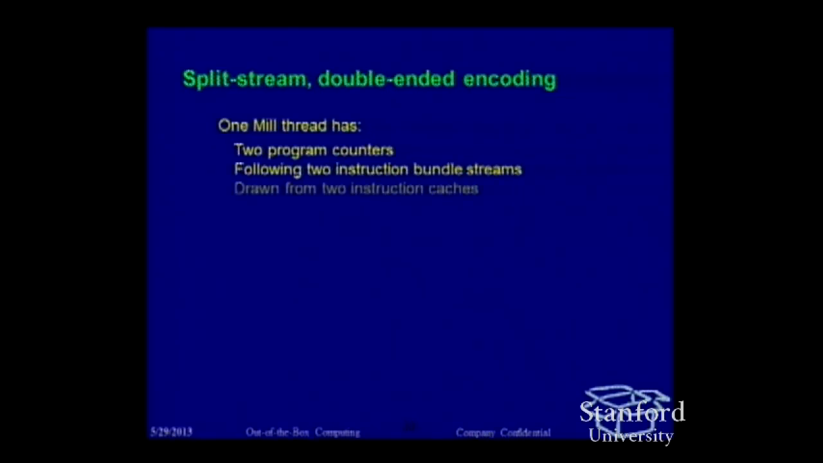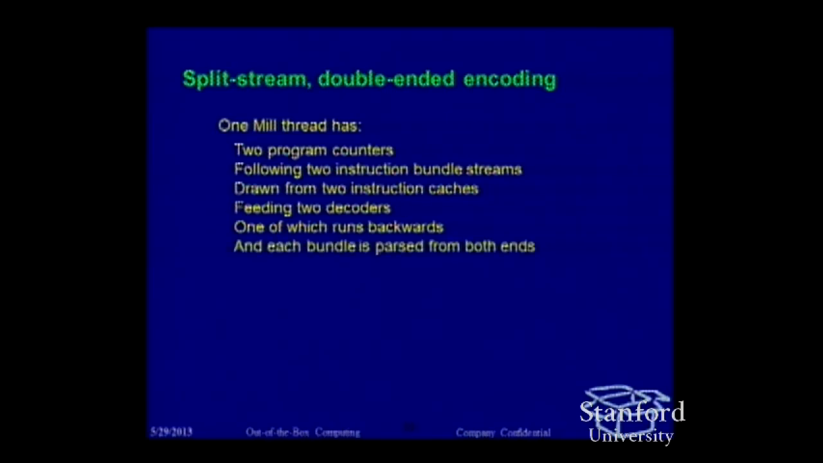There are 2 program counters. They're following 2 instruction bundle streams. They are drawn from 2 instruction caches. They feed 2 decoders, one of which runs backwards. Both bundles are parsed from both ends. For each side, the instruction size, 15 bits times 17 ops, not times 33 ops, because we split them. Well, that's only 32 bytes. And that's tolerable. The memory hierarchy can feed 32 bytes to a decoder per cycle without that much trouble. I mean, other chips do it too.